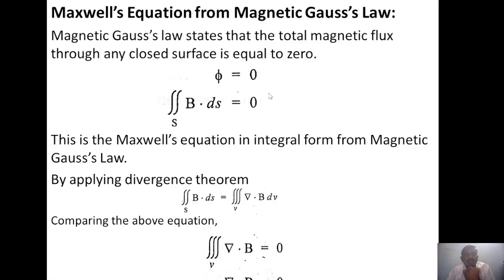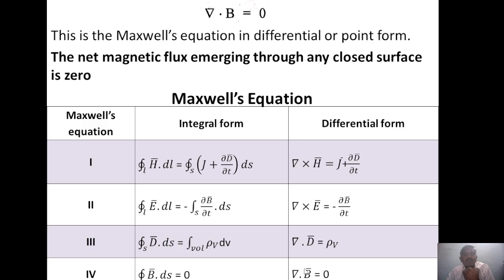Next, magnetic Gauss law. According to magnetic Gauss law, the total magnetic flux through any closed surface is equal to 0. So phi is equal to 0. So you can write the surface integral of B dot ds equal to 0. Now applying the divergence theorem, B dot ds we can write as the volume integral of del dot B into dV. Now comparing these two equations, the volume integral of del dot B is equal to 0. That means del dot B is equal to 0. This is the differential form of the equation.